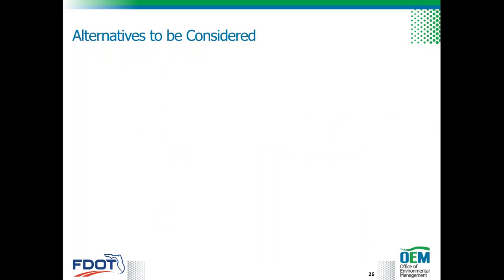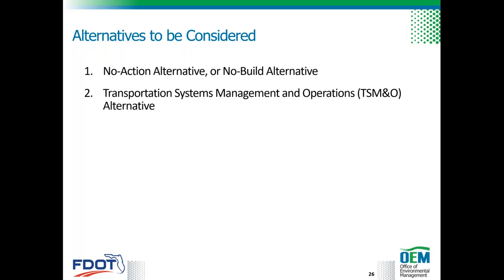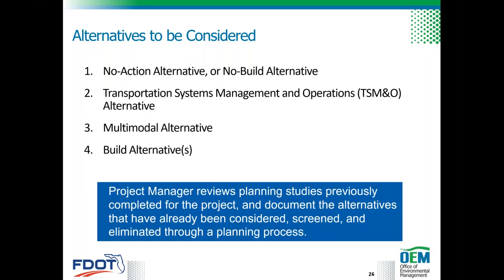So what alternatives are to be considered? We have 4 things that we need to consider for the alternative analysis: no action alternatives or no build, transportation systems management and operations alternatives, or TSM&O, multimodal alternatives, and the build alternatives. The project manager reviews planning studies previously completed for the project and documents the alternatives that have already been considered, screened, and eliminated through the planning process.